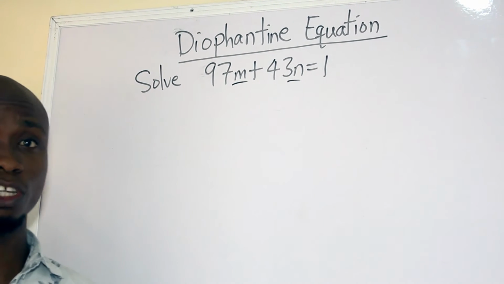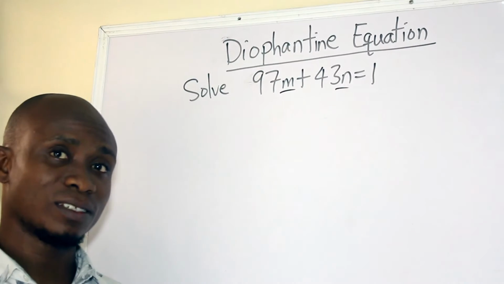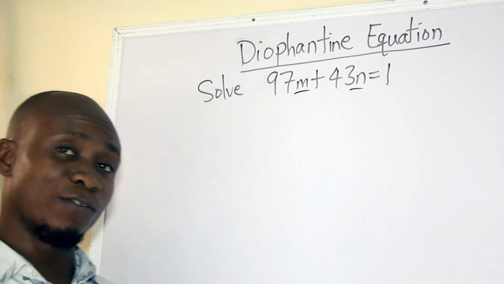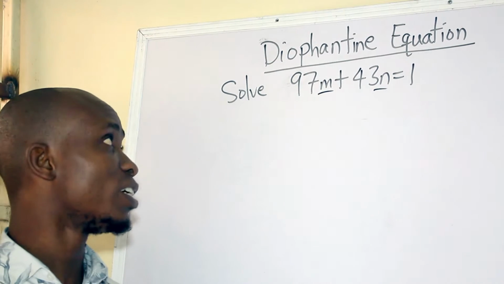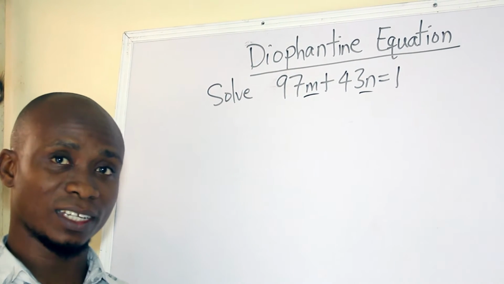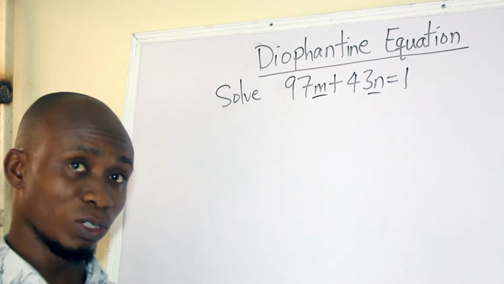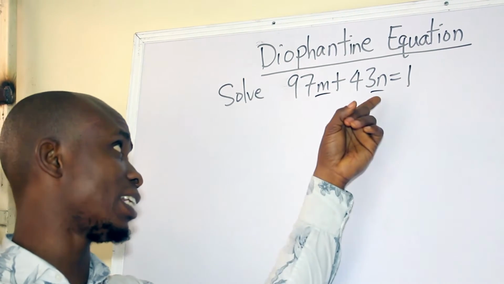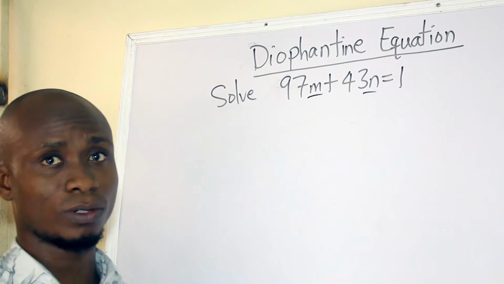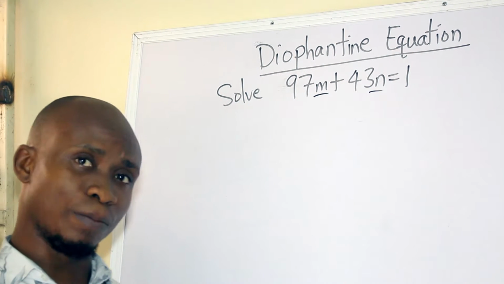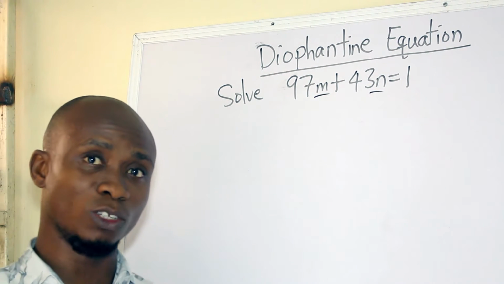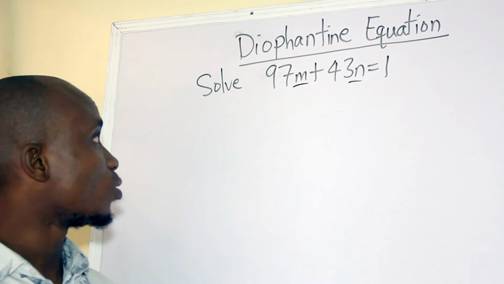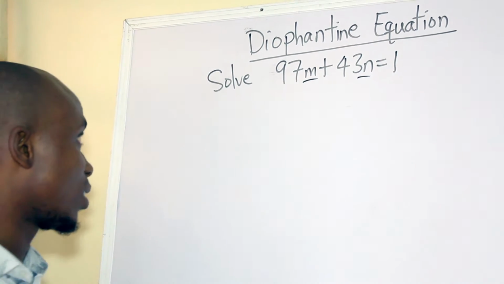have one equation. In an ideal sense, for a simultaneous linear equation, we need to have two variables and two independent equations so we can get the solution to the equations. But in this case, we have two variables, m and n, but only one equation. So we're going to use a well-known technique known as the Euclidean algorithm to solve this equation. So let's get on it.